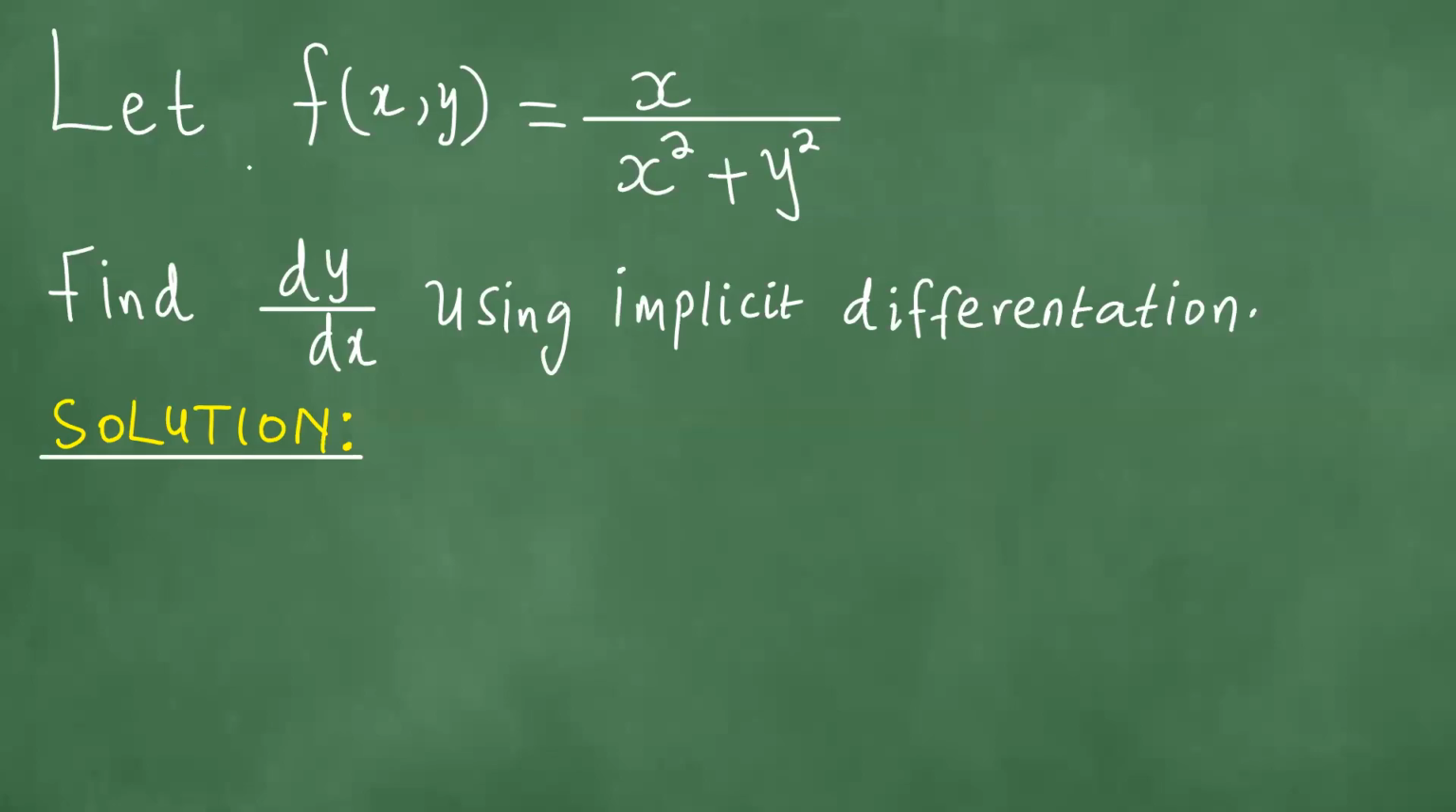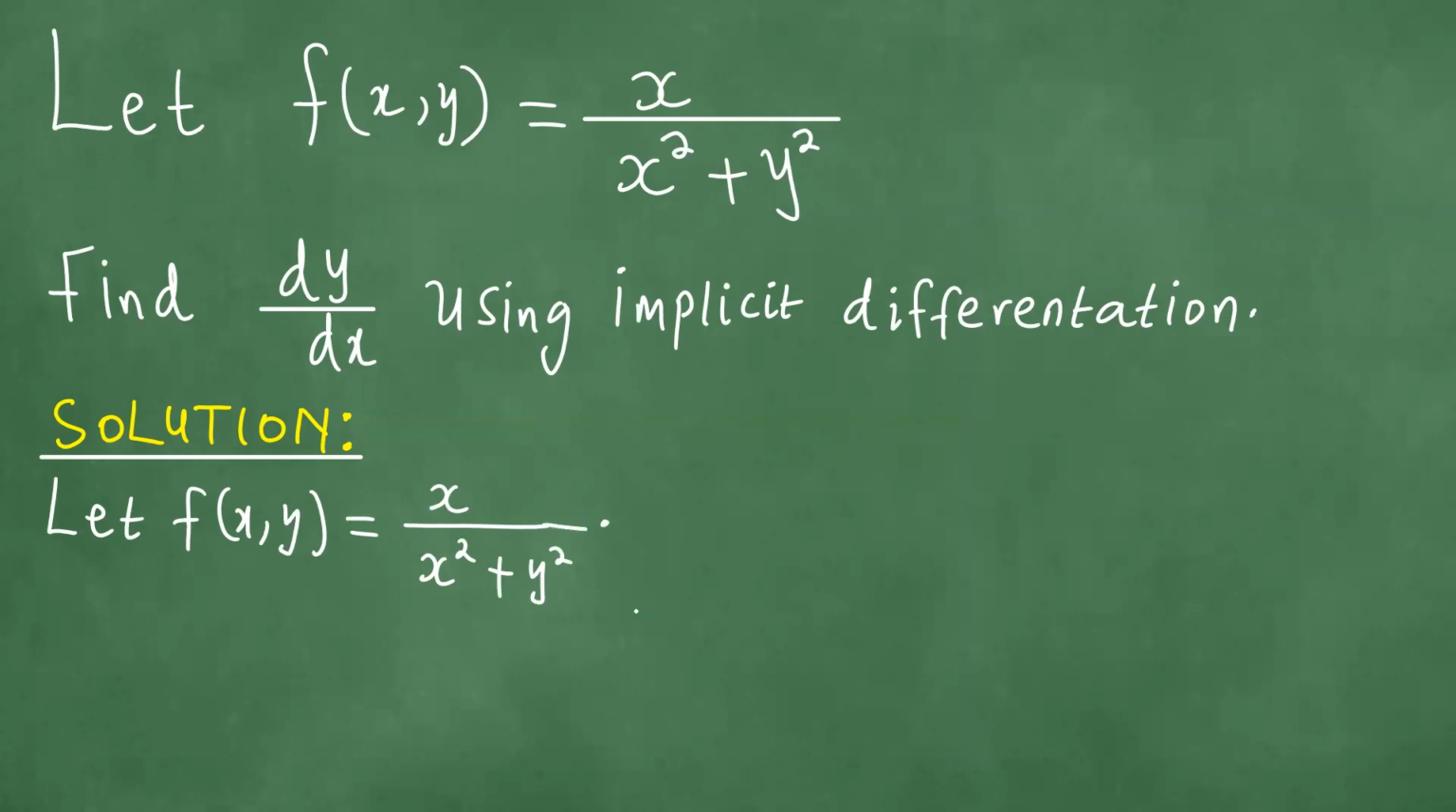Let f of x and y be equal to x over x squared plus y squared. And we want to find dy/dx using implicit differentiation. To do this, we let f of x and y be x over x squared plus y squared.